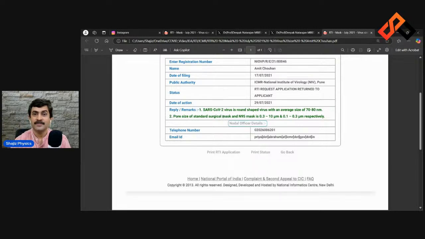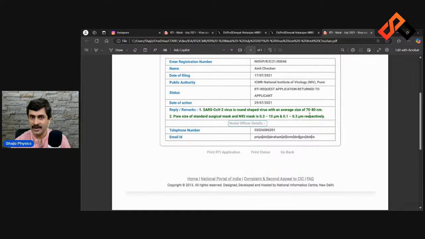The first question was the average size of SARS-CoV-2 virus, and they have recorded it to be 70 to 80 nanometer. I will discuss more about this in the subsequent session. And the second one, the average pore size of a standard surgical mask and an N95 mask are recorded to be 0.3 to 10 micrometer and 0.1 to 0.3 micrometer respectively. You see both the results.